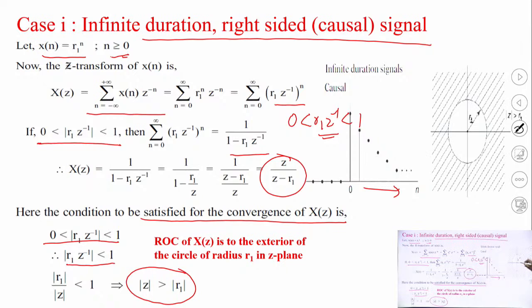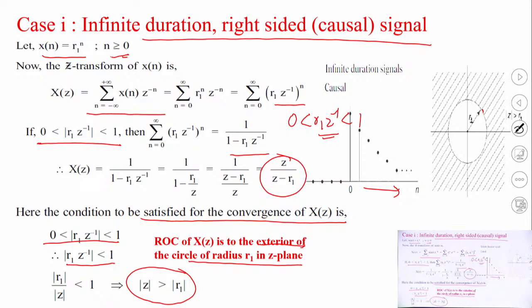Okay. So if this is the circle which is having radius r1, then the ROC is outside this circle having radius r1. So you can say for an infinite duration signal, ROC is outside the circle of radius r1, and it also includes z equals to infinity. Okay. So ROC of X(z) is the exterior of the circle of radius r1 in the z plane. Okay. So this is the case of ROC when our signal is a right sided signal, then mod z is greater than r1.